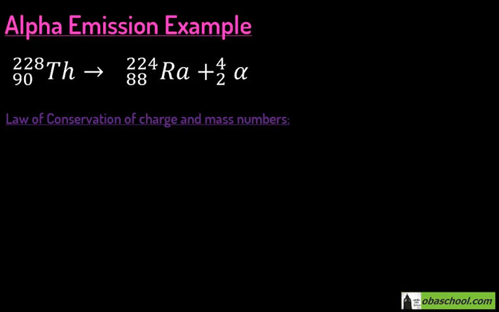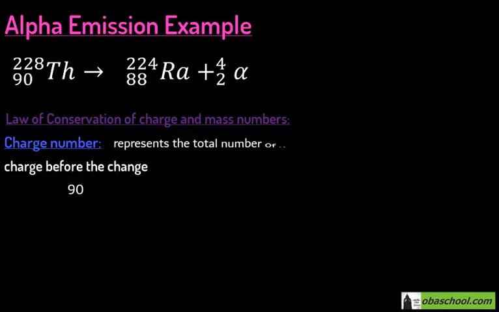to understand this equation. So, the charge number of thorium is represented by the numbers along the bottom, so it's equal to 90. This is the charge before the change, and it represents the total number of protons. According to the laws of conservation of charge, then 90 should be equal to the charge number of radium added to the charge number of the alpha particle.